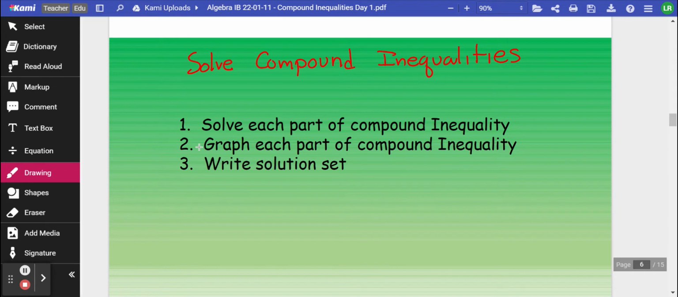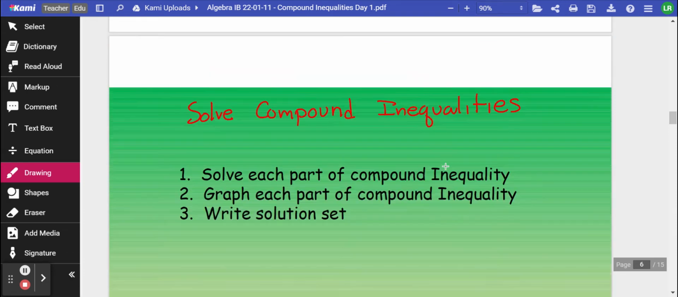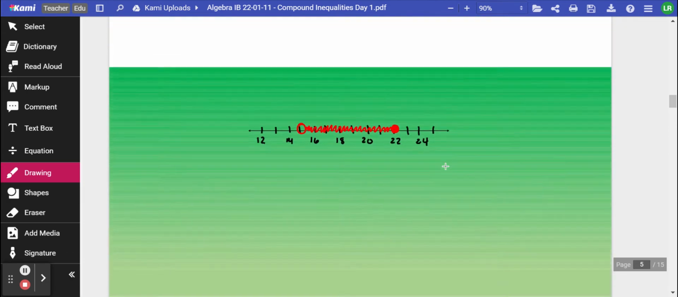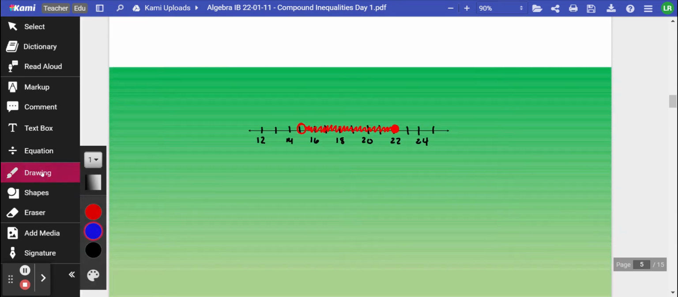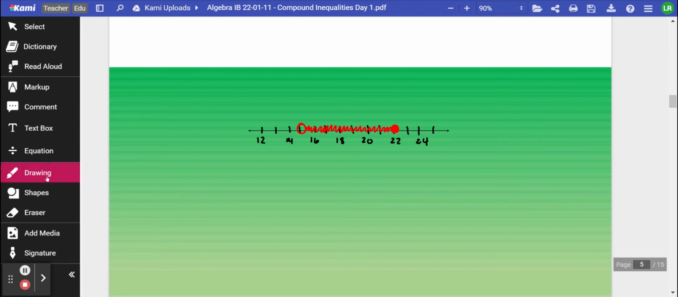The second step is we're going to graph our compound inequality. So we're going to put those things on a graph. Now, our graphs are going to look somewhat like this one right here. On this little example one here, we had x is greater than 15. So x is greater than 15. There's 15, open circle, and it went to the right.